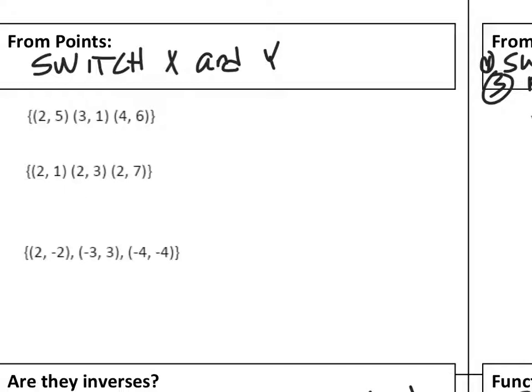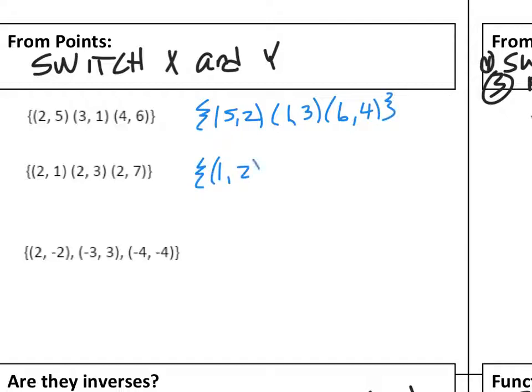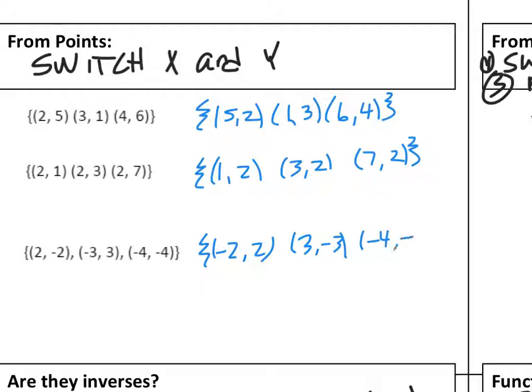So from points, literally all we're going to do is switch x and y. So I would have, for this one, the point (5, 2), (1, 3), and (6, 4). Then we would have (1, 2), (3, 2), and (7, 2). (-2, 2), (3, -3), and (-4, -4).